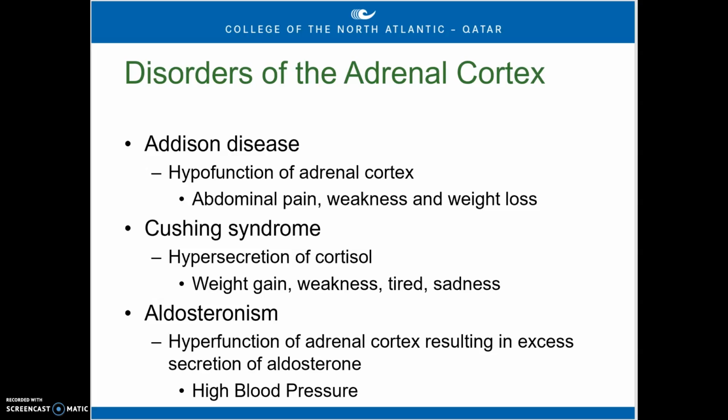Now, things can go wrong with any gland in our endocrine system, and in the case of the adrenal cortex, since there's more than one hormone secreted there, we can see different things happening. So these are three examples of disorders that can arise if we've got problems with the adrenal cortex. The first one there is Addison's disease.